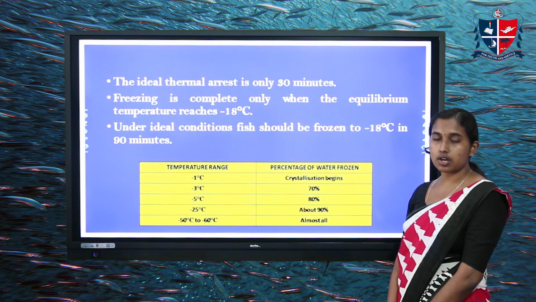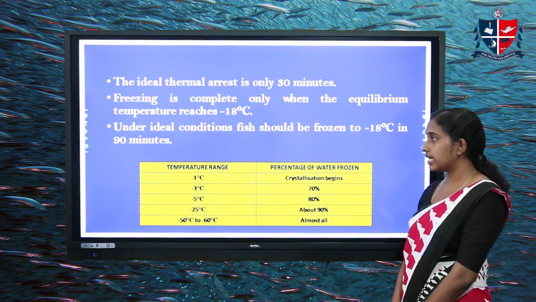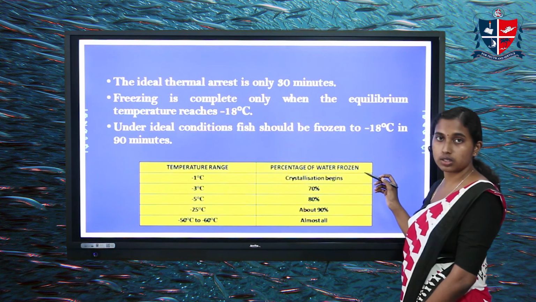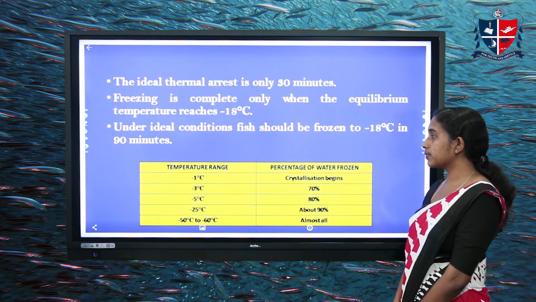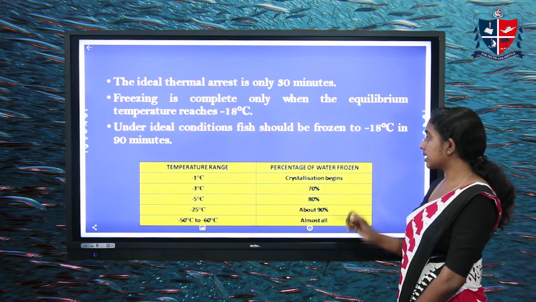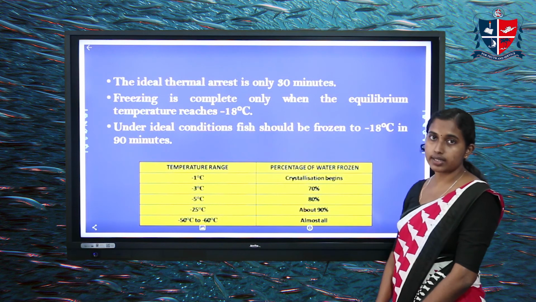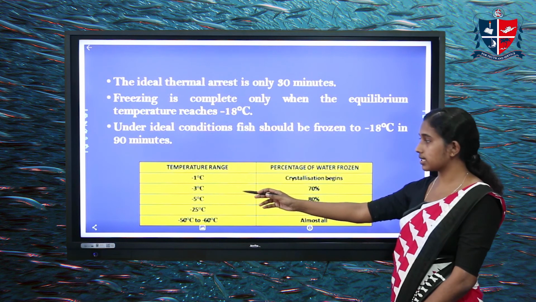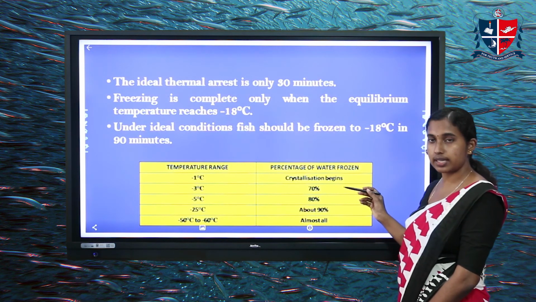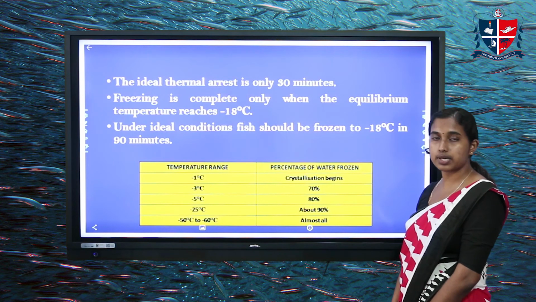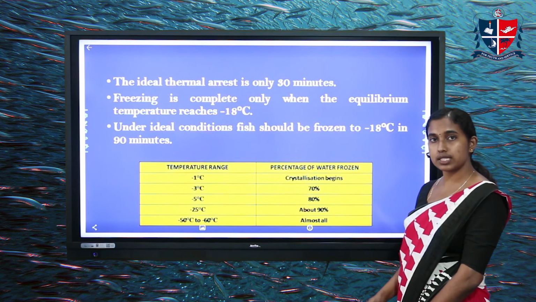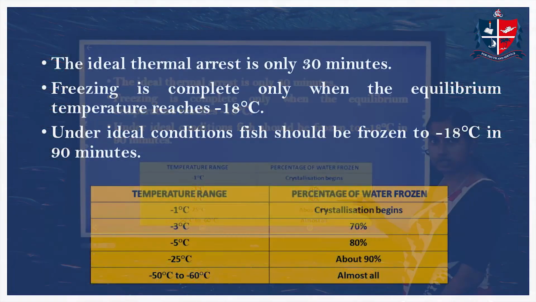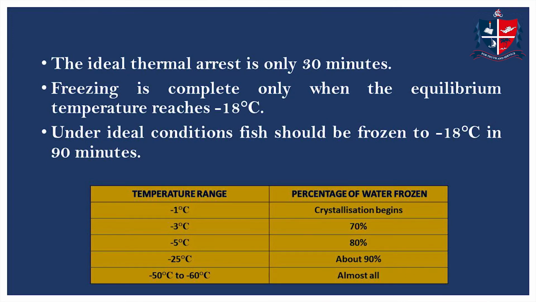The entire process of freezing can be tabulated in such a form which represents the temperature range and the percentage of water frozen in the body of fish. From this table, you can understand the crystallization process begins at minus 1 degree Celsius. When the temperature drops to around minus 3 degrees Celsius, the percentage of water that is frozen in the body of fish will be around 70%. When the temperature again drops to around minus 5 degrees Celsius, the percentage of water that is frozen in the body of fish will be around 80%.